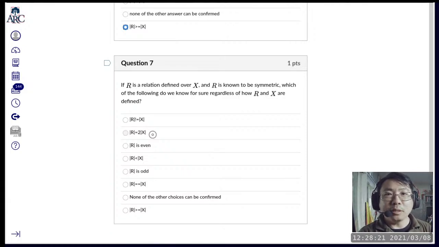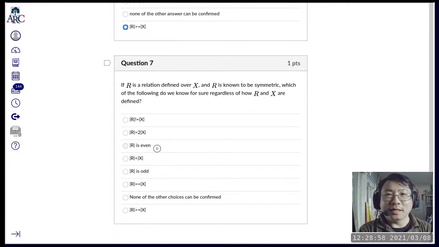All right. Next, the cardinality of R is even. That seems to kind of make sense, right? Symmetric, even, symmetric, even. They seem to be related, but no, they're not. I can have just one element relating to itself and no other relationship between any elements, and that relation is symmetric, and yet the cardinality is 1. So that throws out even.